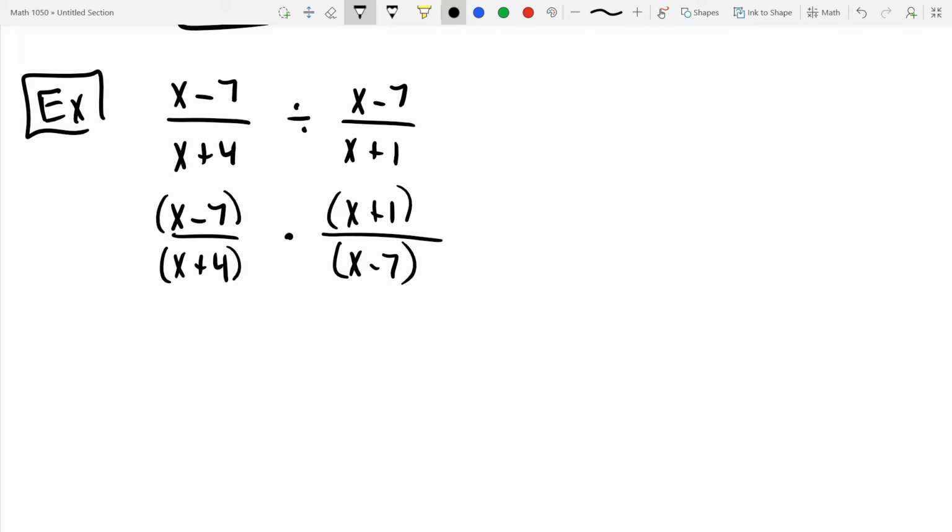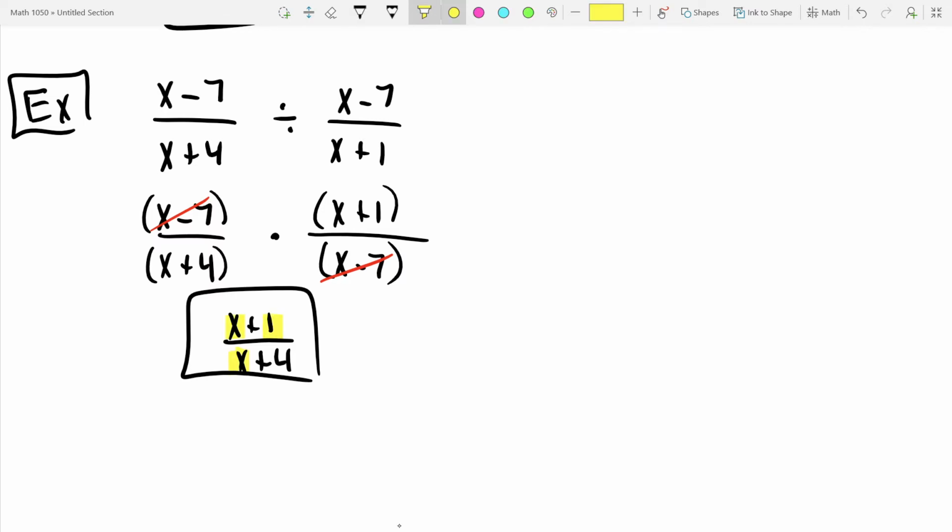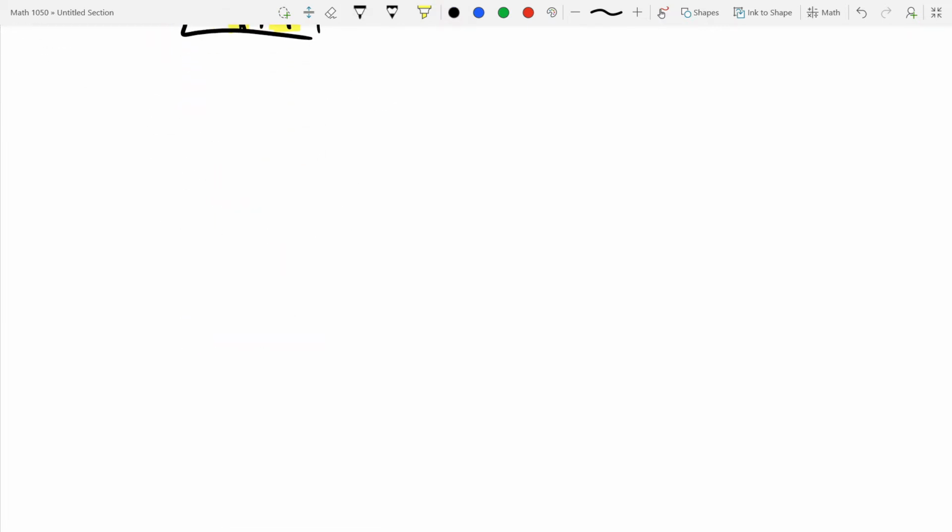You can't cancel anything unless you have the exact same thing on the top as the bottom, and we do, x minus 7 and x minus 7. So on the top, you have an x plus 1. On the bottom, you have an x plus 4, and that's it. You know that those x's cannot cancel. The reason you can't is because you have 4 people in this situation. You guys look, person, person, person, person. You can't just cancel these x's and exclude the 1 and the 4. It has to involve everyone. So there's nothing you can do to this. Okay? All right, 2 more problems.